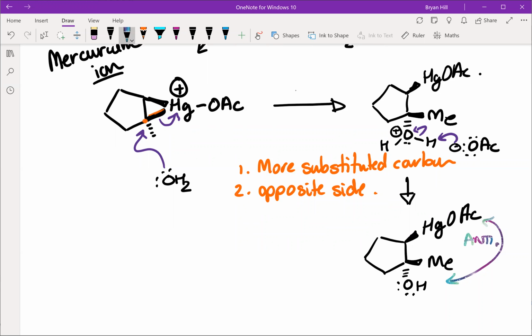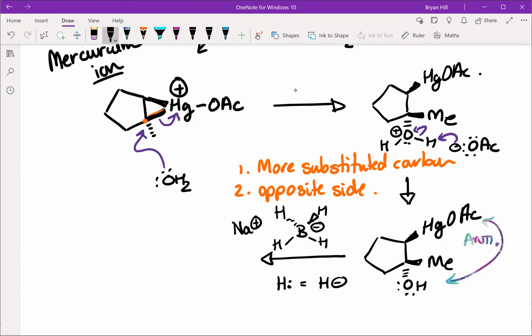Now, for the final product, the second step here is the sodium borohydride. So this is a source of hydride, which is H negative, right? So sodium borohydride.